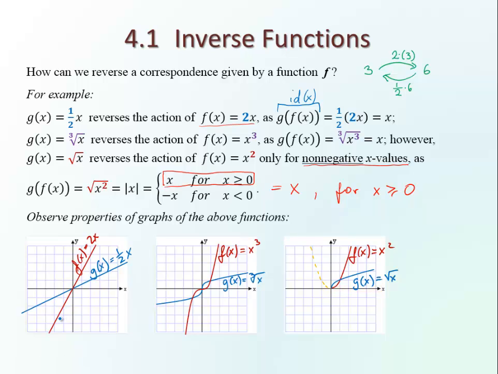So observe all three of those pairs of inverse functions, and you can probably notice that each of these pairs is exactly symmetrical with respect to the diagonal y equals x. So that's the axis of symmetry for the two graphs.